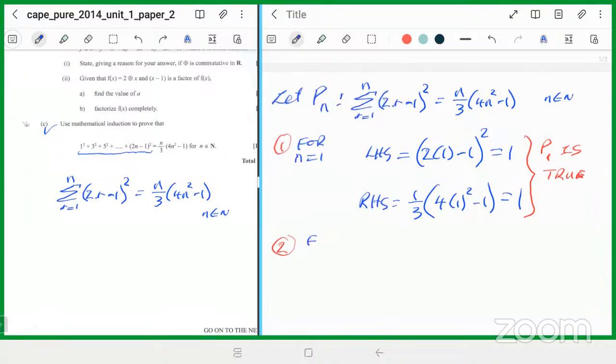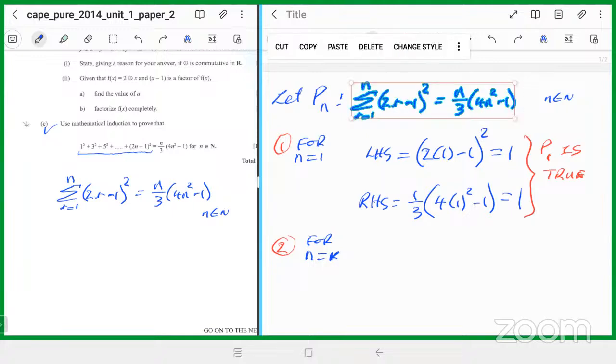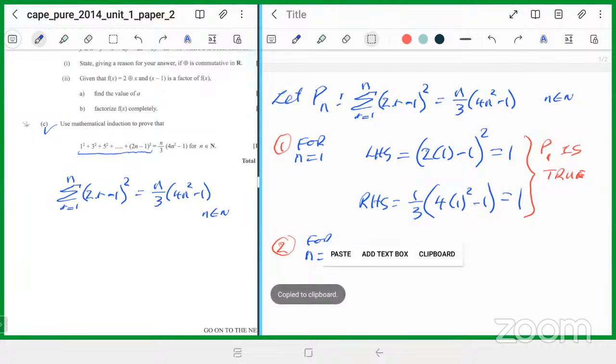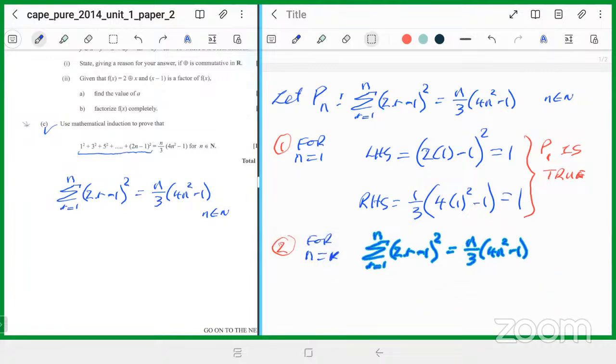We say now for n equals some value k anywhere in the sum, and you're going to substitute the k up here. Wherever you have n, you're going to put the k there in that original statement. So you're finding Pk. The statement becomes the sum. I'm changing the n to k. I'm just copying it. So I'm writing out this whole thing, but just replacing the n's with k's.